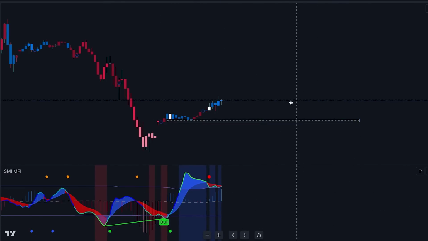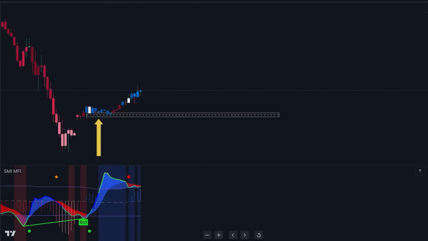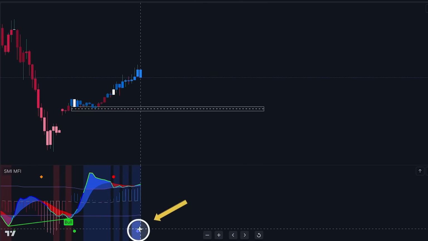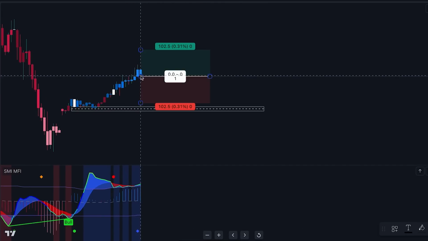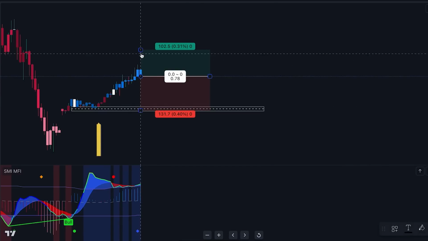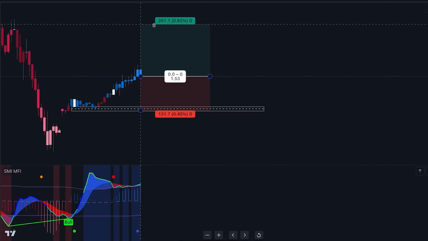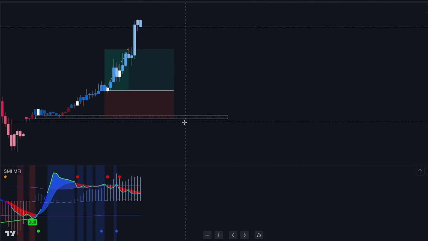As long as price does not go below this divergence level, we can then wait for a buy signal from the TS and signal line, taking buys with stops below the swing low and targeting a 1 to 1.5 risk to reward.